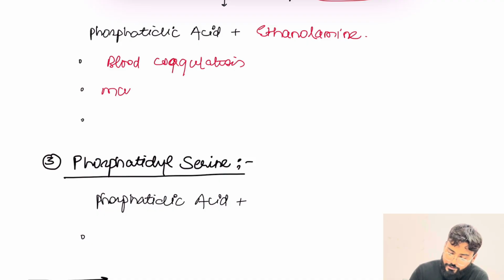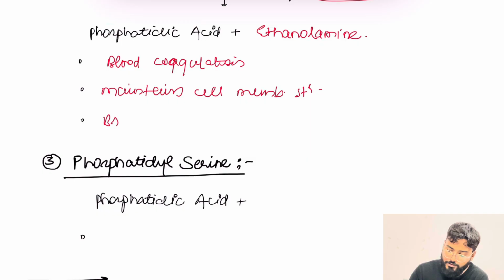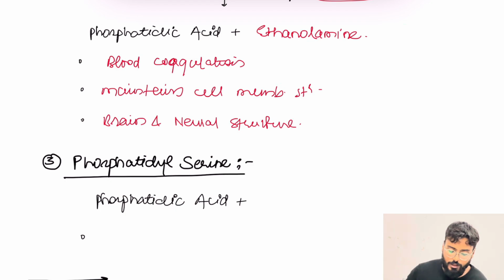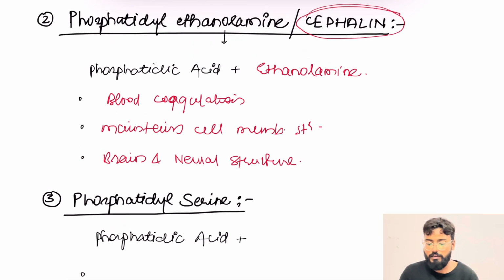It maintains cell membrane structure, and it also has function in brain and neural function. Brain and neural structure. These also maintain the neuronal and brain structure. Now we saw cephalin, which the base group is your ethanolamine. It is important for blood coagulation.